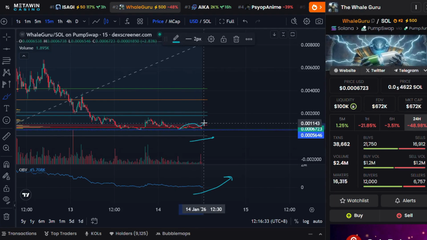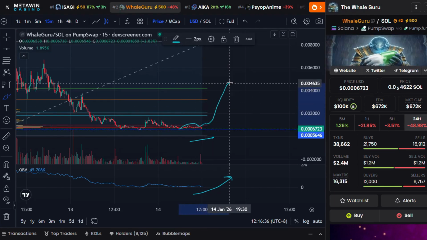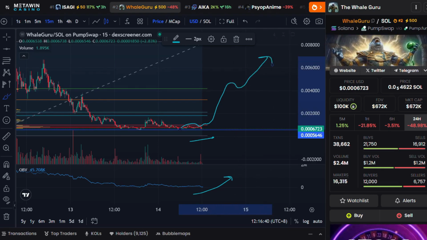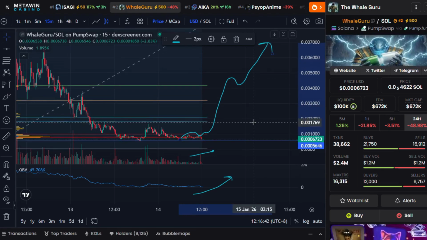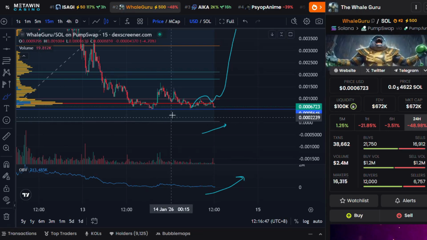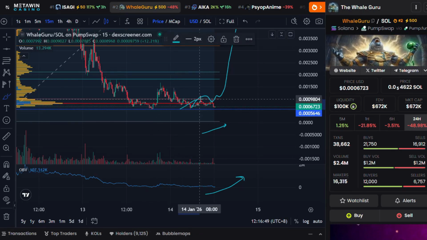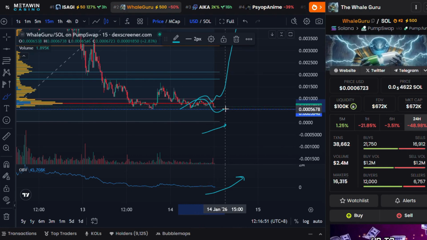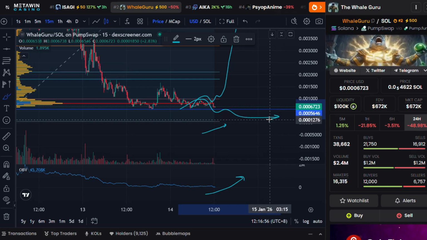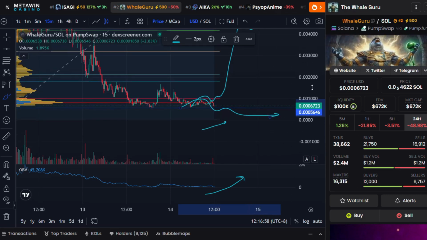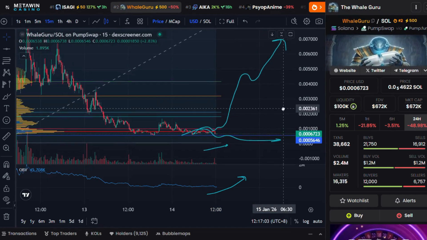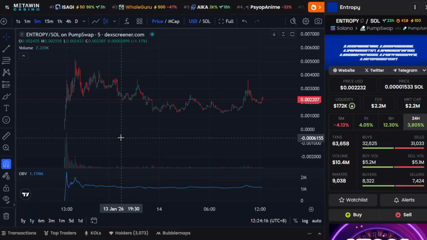However, if price fails to hold the value area low, loses the point of control, and cannot reclaim the 0.886 Fibonacci as support, then the structure remains weak, and the probability of further downside increases significantly. In that case, the outlook for Whale Guru would remain bearish until a clear base and market structure shift is established. The next token on our list is Entropy.